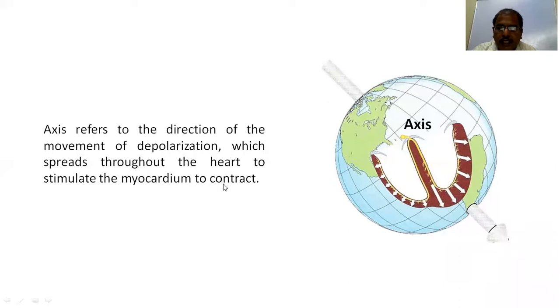Now you can see here the heart, the right ventricular mass and the left ventricular mass, and with these small arrows you can see the vector. So what does axis mean? Axis refers to the direction of the movement of depolarization which spreads throughout the heart to stimulate the myocardium to contract. That means the axis is a summation of vectors. The direction of the mean vector of these number of vectors is known as your axis.